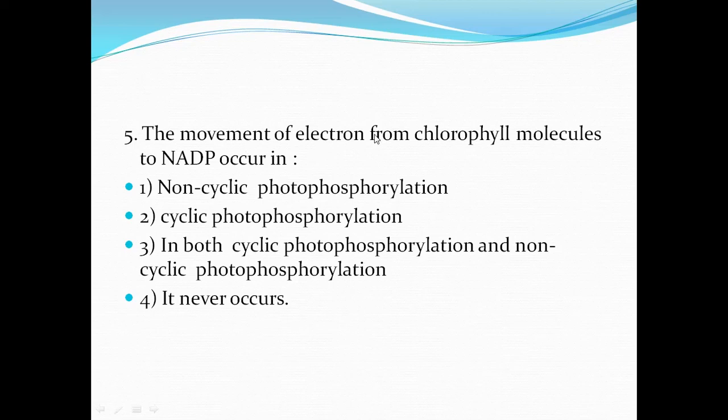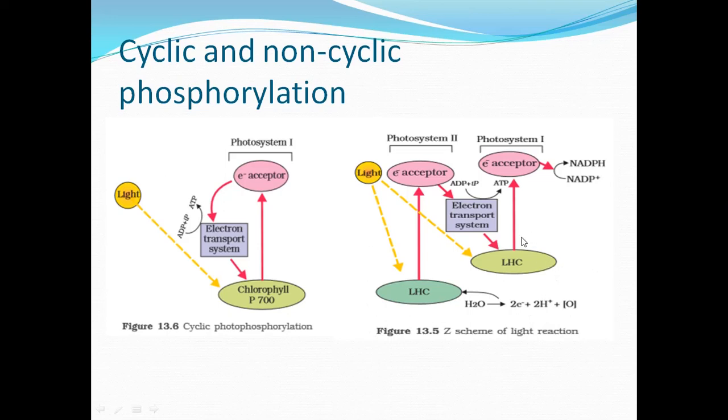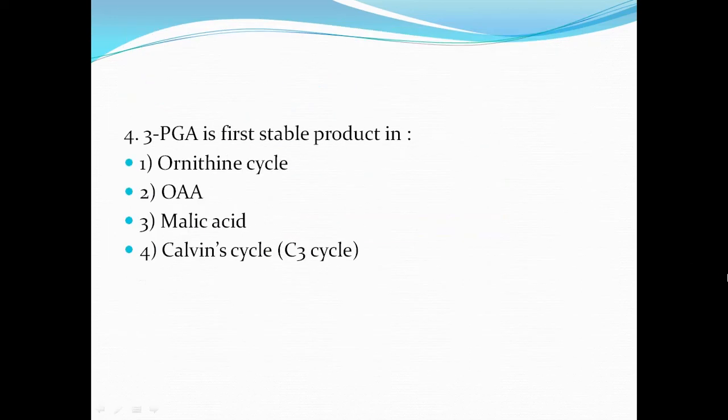The movement of electrons from chlorophyll molecules to NADP occurs in. Now, it occurs in non-cyclic photophosphorylation. So, electrons move from chlorophyll molecules to NADP in non-cyclic photophosphorylation. Here you can see, this is the non-cyclic photophosphorylation. Here you can see the electrons are finally accepted by NADP plus, which is converted into NADPH. So, it occurs in non-cyclic photophosphorylation.